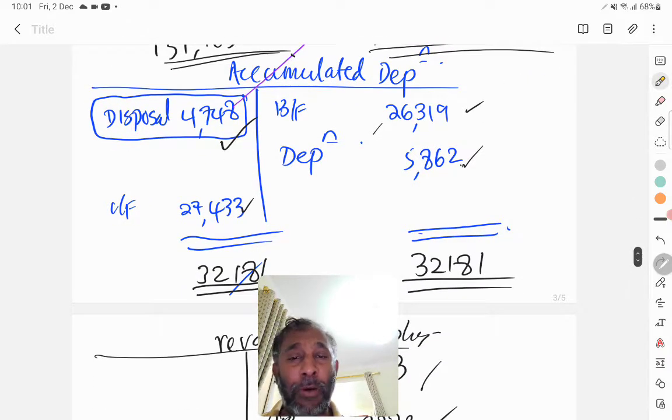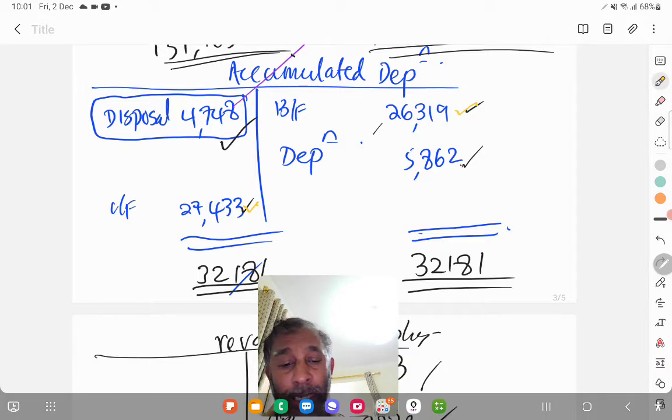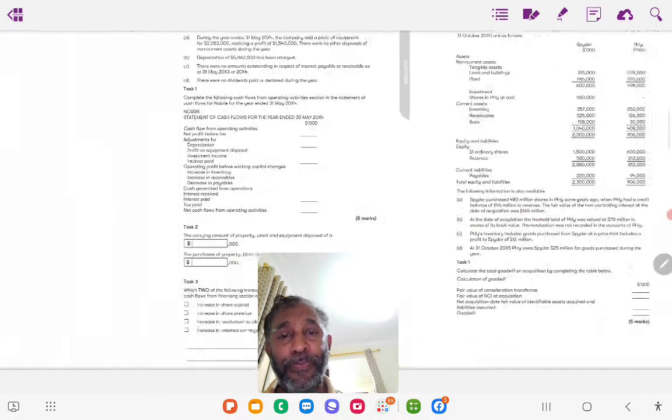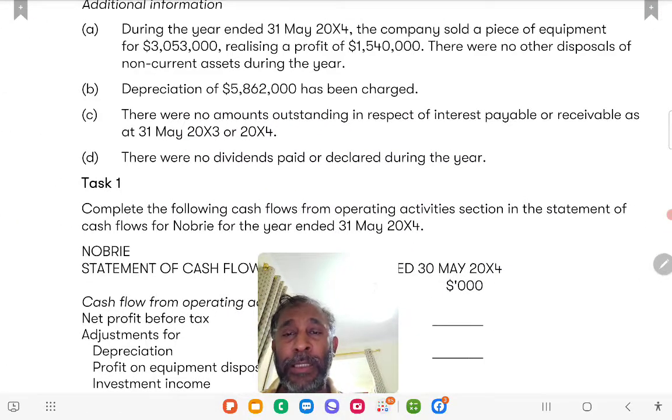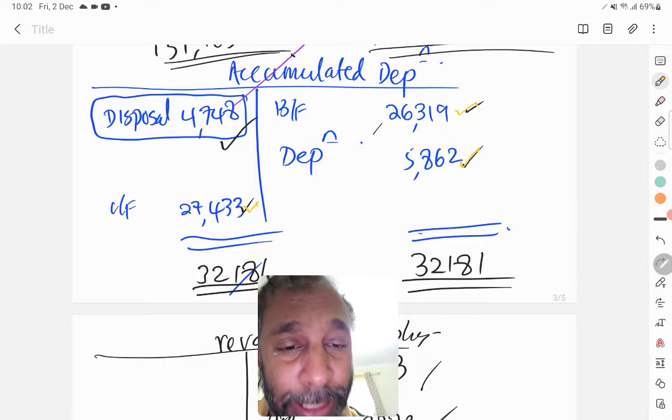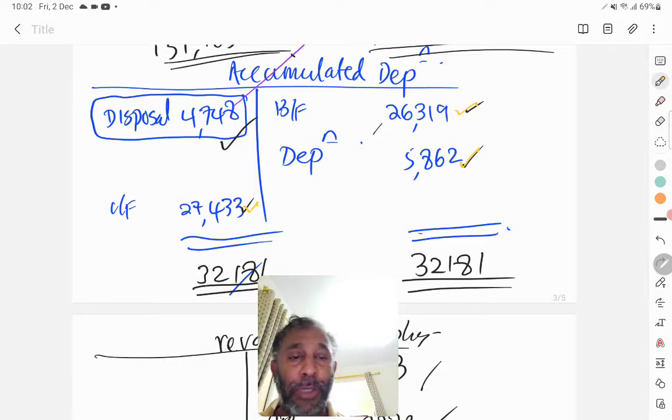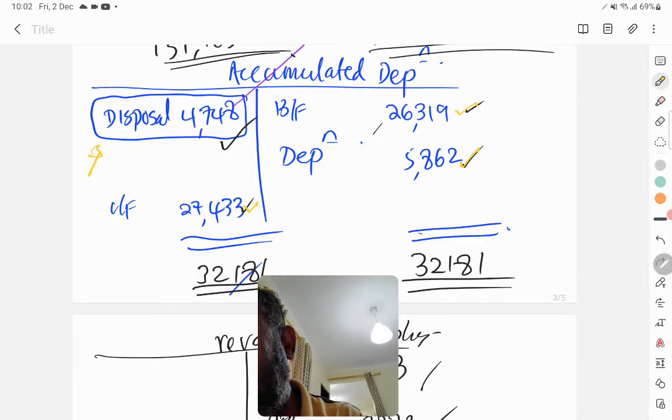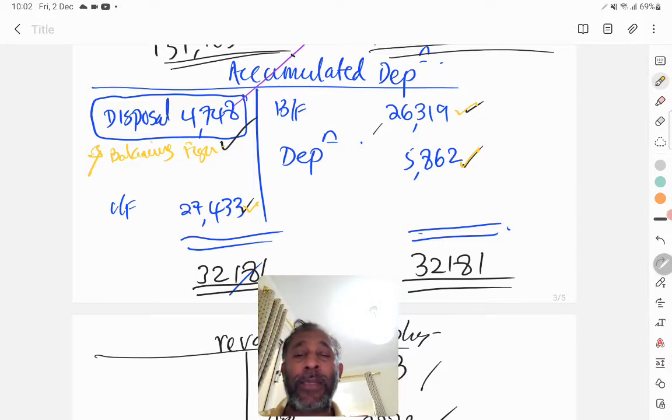As well, for my accumulated depreciation, I have the opening balance here and the closing balance here. Please note that the additional information is also telling you that depreciation of 5,862,000. So there has been a depreciation of 5,862,000. This you credit here and debit to depreciation expense. So now you can balance the accumulated depreciation; the missing number here we call the balancing figure. This balancing figure is 4748, that is the related depreciation for the asset which we disposed.